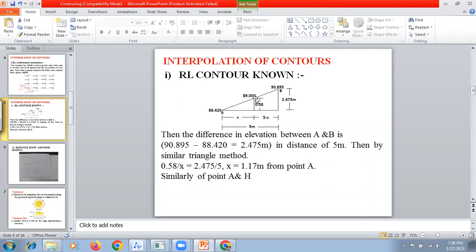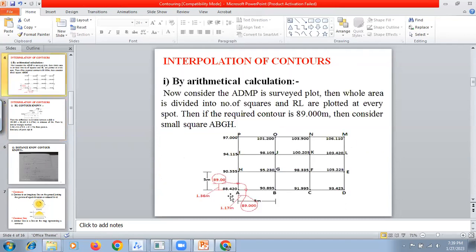And here the level is 89. Again, this difference we can calculate: 89 minus this will be 0.58. So by applying similar triangles, 0.58 divided by X is equal to 2.475 divided by 5, and you will get the distance X. Here in this case it is 1.17 from point A. So that you can mark here, and similarly the same rule you can apply for this.